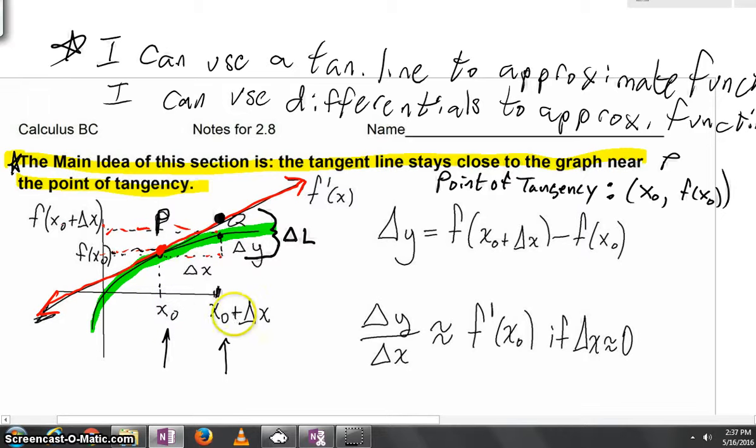So we start with x naught, but we add delta x to that. So we have x naught plus delta x. Right now, we could talk about a point on that curve in green. We certainly could. That would be the true function value at x naught plus delta x. But we could also say, wow, right above that would be a point Q on the tangent line. And that would be pretty close to that y value. So that's what's going to drive this whole section today.